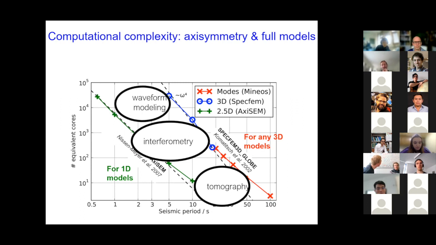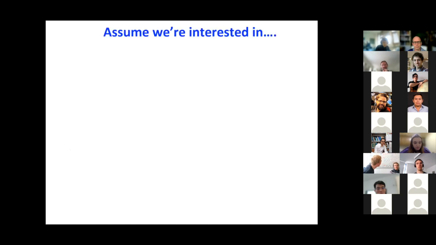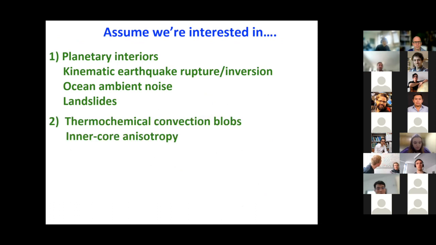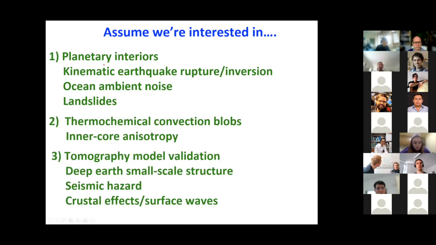So here, just as a summary, some of the approaches in seismology at the global scale that are interesting at different resolutions. Now, I'm just going to pose a few problems that we might be interested in, and here's a category of global scale, not only global scale stuff, but planetary interiors, mantle structure, then also kinematic rupture, ocean ambient noise, landslides. Then, for example, what if you're interested in the seismic scattering effect of thermochemical blobs in the mantle, or you might be interested in the core anisotropy.